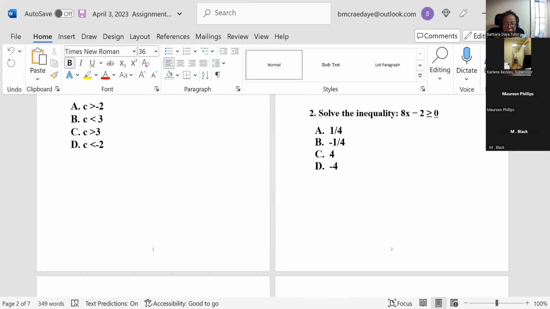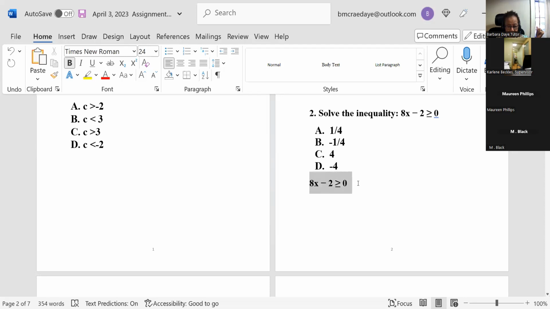Number two. Okay. 8x minus 2 greater than or equal to 0. How would you solve that, Mercedes? 8x minus 2. Now, what would you do first? I'm thinking about subtracting 2 on both sides.